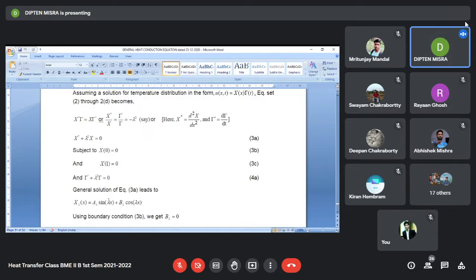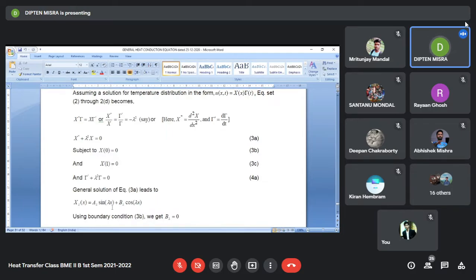To find out those things, the only thing you can do is take help of the boundary conditions. What is the first boundary condition? For all values of lambda, X at 0 will be equal to 0. So X lambda at 0 should be equal to 0. So when x becomes equal to 0, then sine 0 becomes equal to 0.